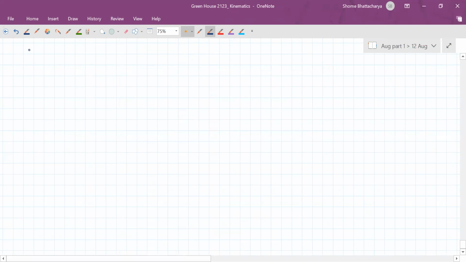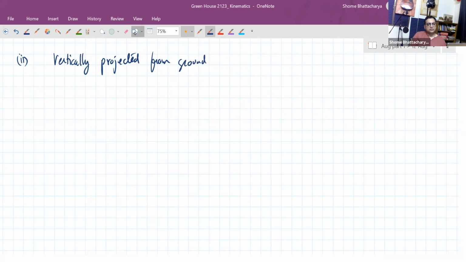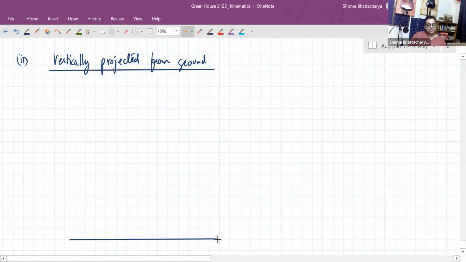Okay, sir. Now the second case we'll wind up with here today is when we vertically project from the ground. That means project means throw something. So when we throw something vertically upward from the ground level, it will decelerate as it goes up, and then it will reach the highest point and then start coming down. So as it comes down, it starts to accelerate. It's that type of motion that we were discussing earlier today in terms of graph and all that.